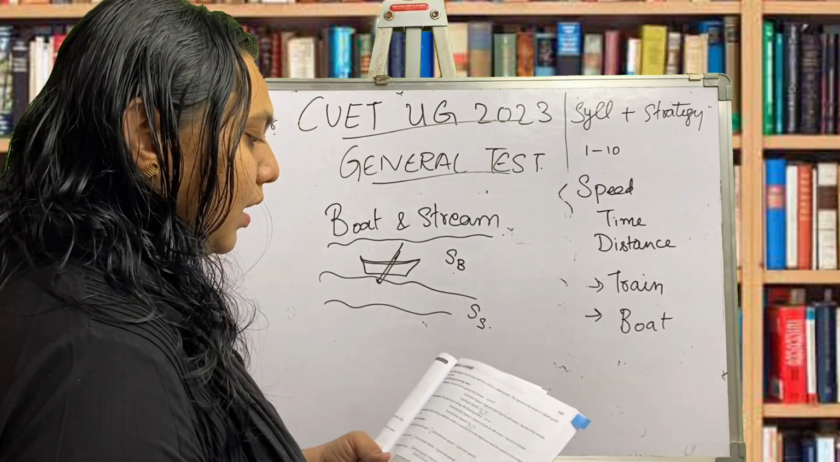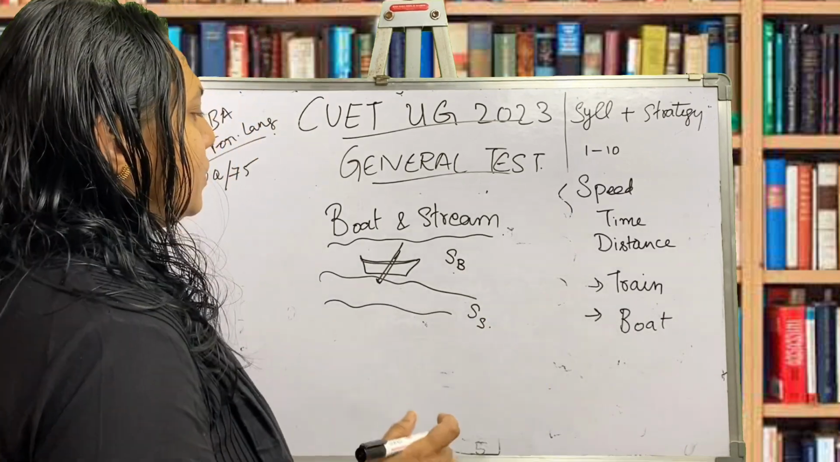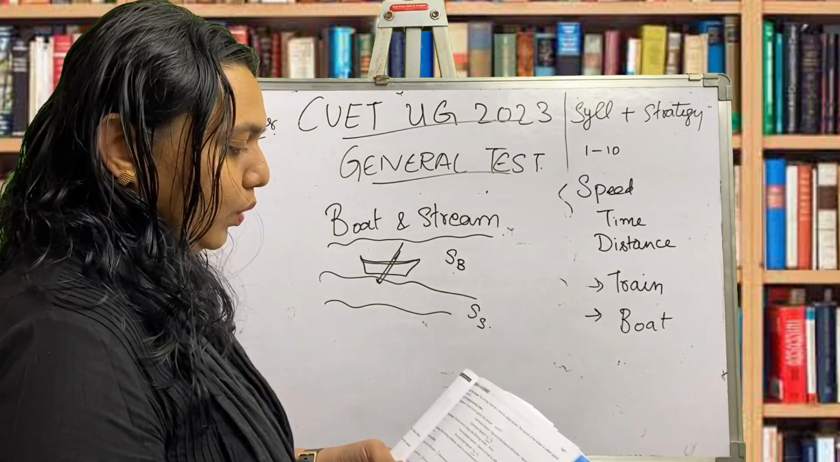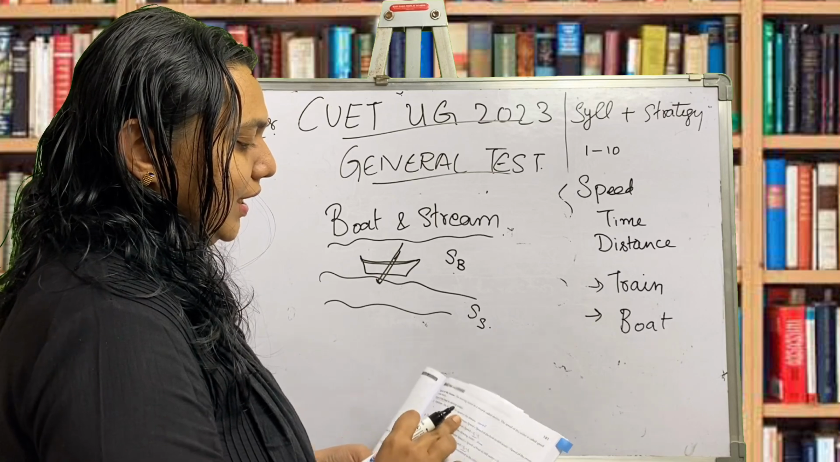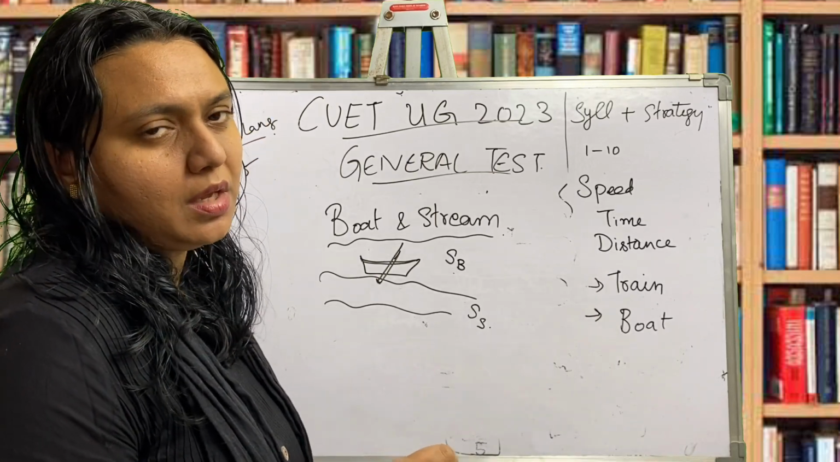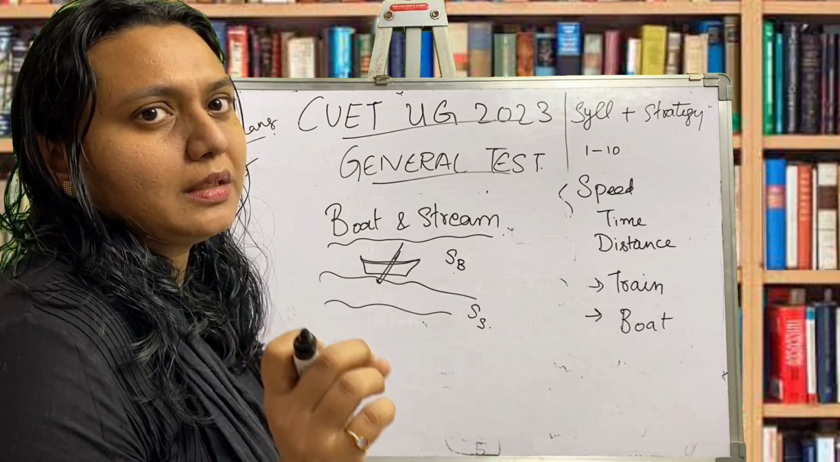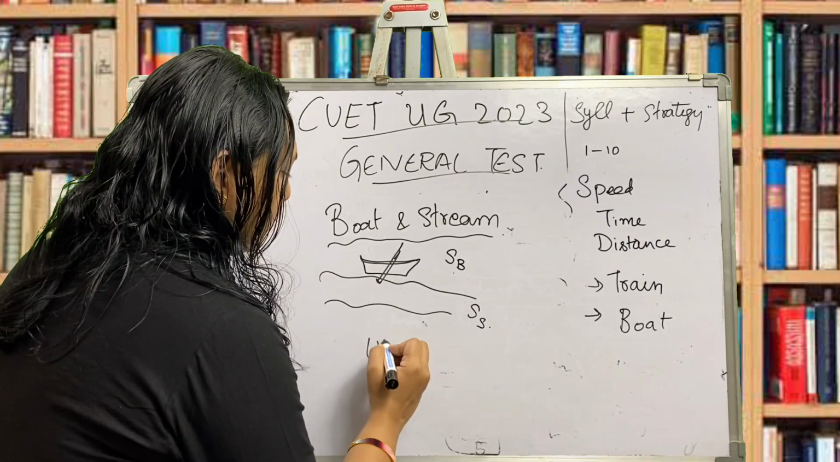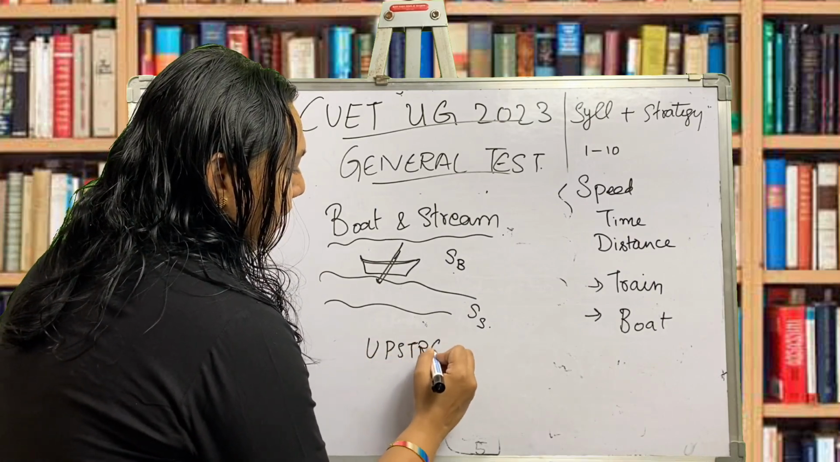Now, what kind of questions are asked? If the boat is moving in the river, what is the speed of the boat in the river if the boat is moving in the same direction or in the opposite direction? But what are the words used? Here comes the confusion. The words used are upstream and downstream.